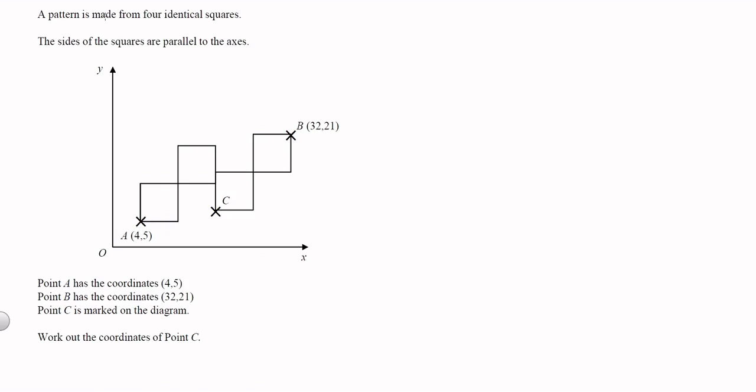Right, a pattern is made from 4 identical squares. Okay, so these are actual squares because it says so in the question, so don't assume anything unless the question states it. 4 identical squares. The sides of the squares are parallel to the axis.